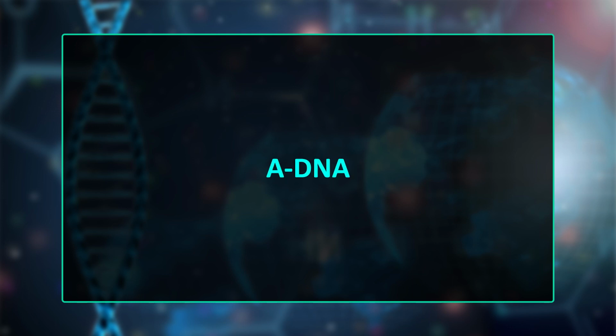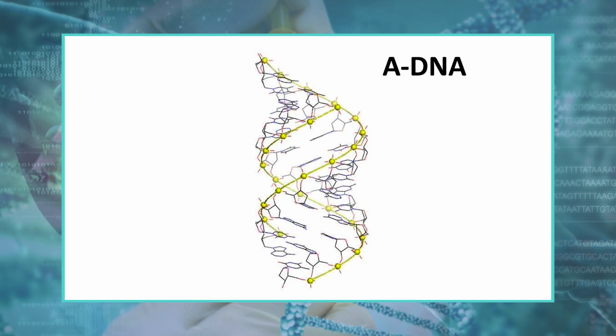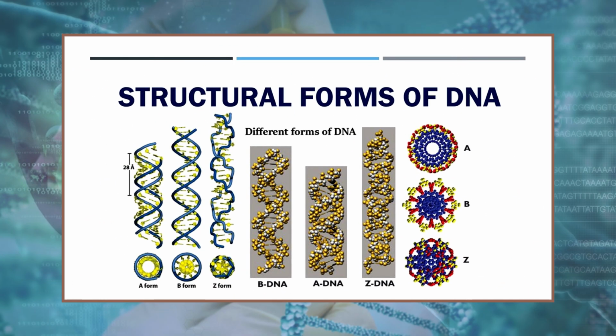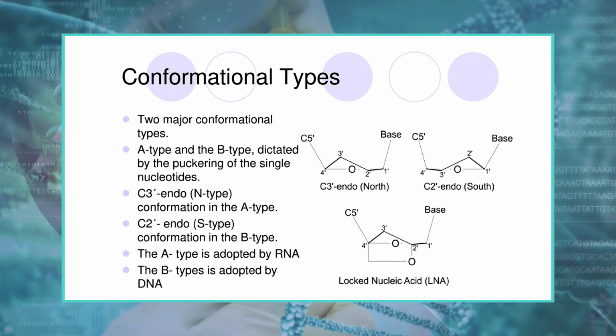Let's now discuss A-DNA first. It's a right-handed double helix similar to the B-DNA form. Dehydrated DNA takes an A form that protects the DNA during extreme conditions such as desiccation. The major difference between A form and B form nucleic acid is in the conformation of the deoxyribose sugar ring.